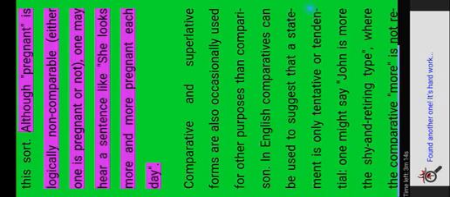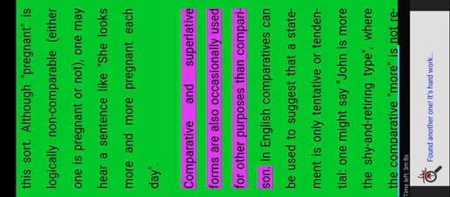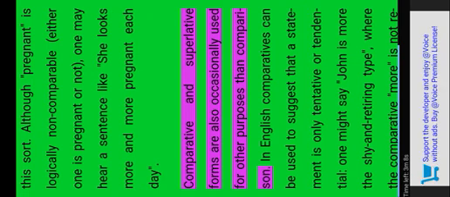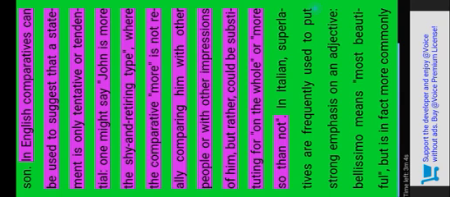Although "pregnant" is logically non-comparable, either one is pregnant or not, one may hear a sentence like, "She looks more and more pregnant each day." Comparative and superlative forms are also occasionally used for other purposes than comparison. In English, comparatives can be used to suggest that a statement is only tentative or tendential.